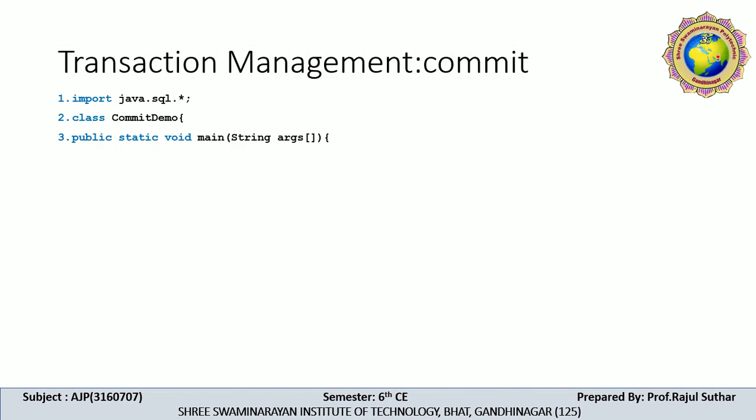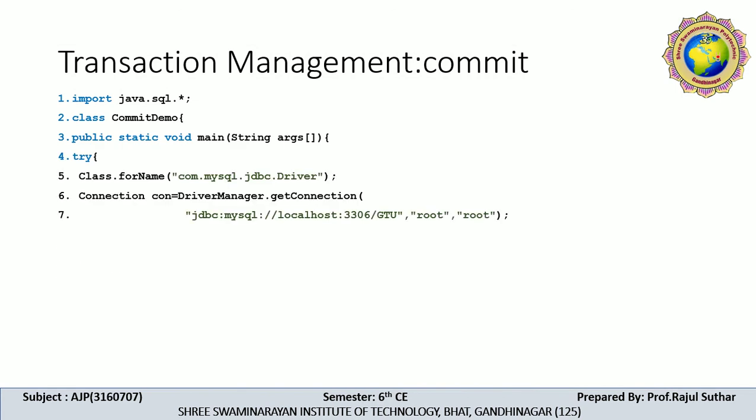Here is one program that uses commit. The name of the class is CommitDemo, public static void main String args. Class.forName, here we are using the MySQL driver, com.mysql.jdbc.Driver. Connection con is equal to DriverManager.getConnection, jdbc:mysql://localhost, with username and password root. Then con.setAutoCommit(false). By default it is true.